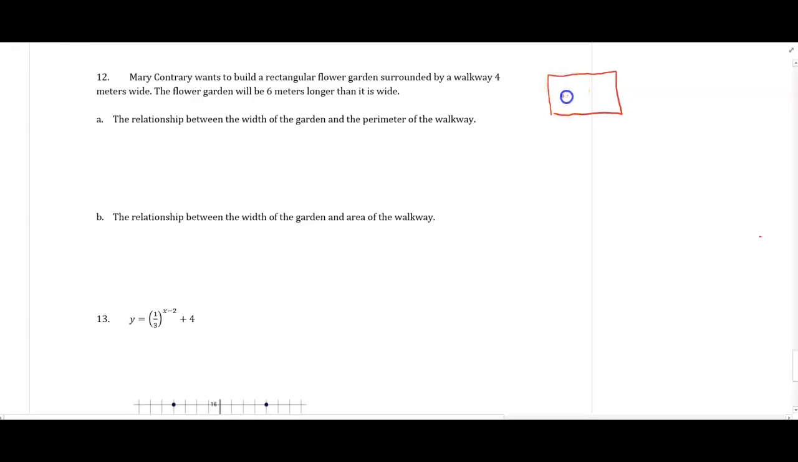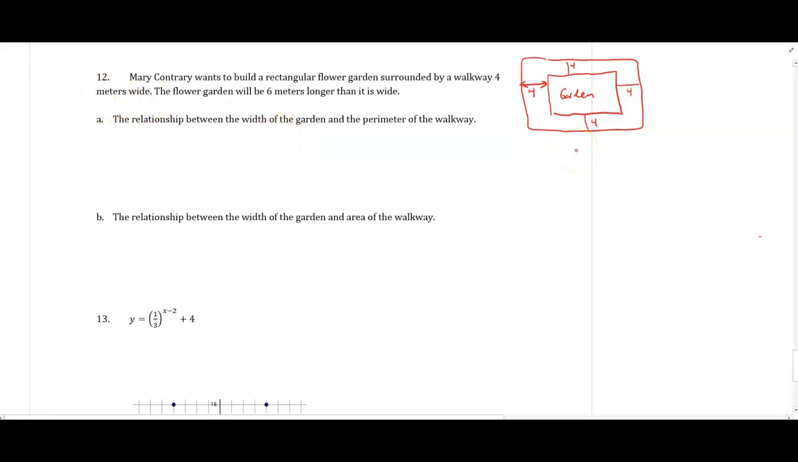So if this here is our garden, right? And then I'm going around it, and I know that the width of this is going to be 4. Remember, it's going to be surrounded by a walkway 4 meters wide. So that's 4 meters, that's 4 meters, that's 4 meters, and this is 4 meters. What is the relationship between the width of the garden and perimeter of the walkway?